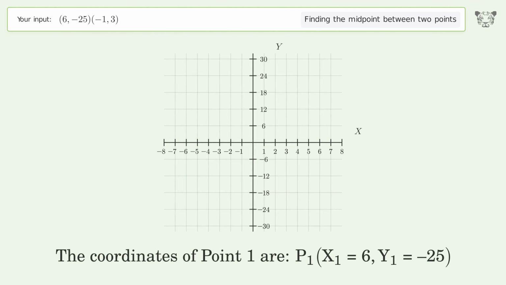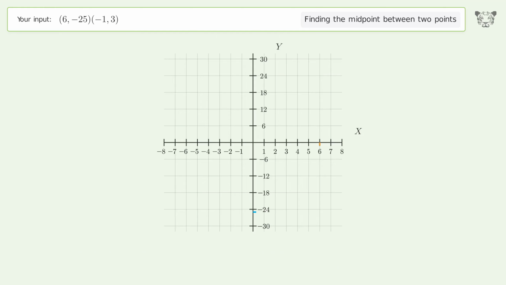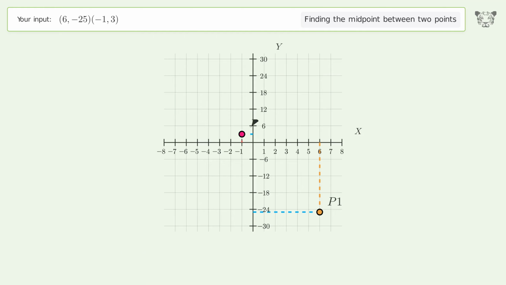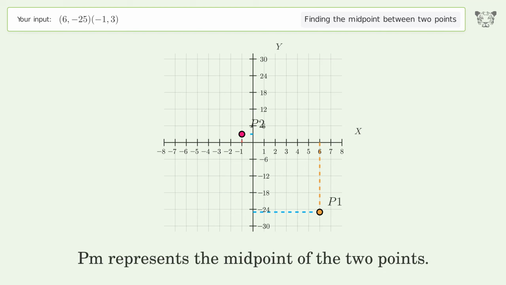The coordinates of point 1 are x1 equals 6, y1 equals -25. The coordinates of point 2 are x2 equals -1, y2 equals 3. PM represents the midpoint of the 2 points.